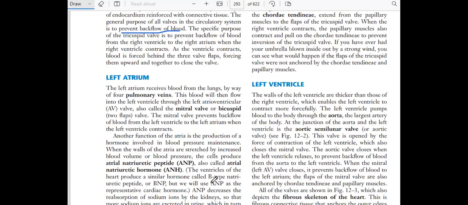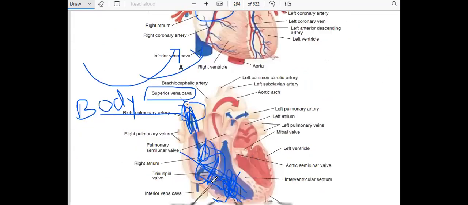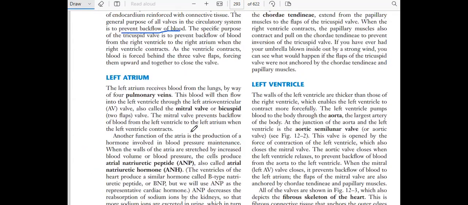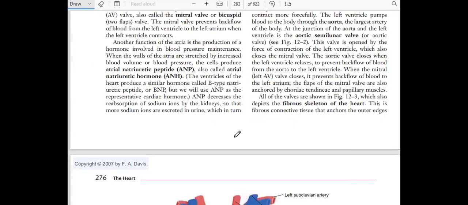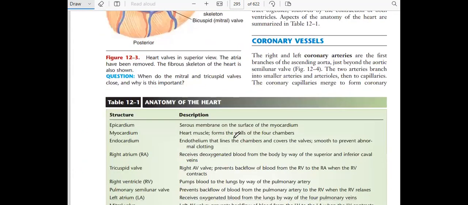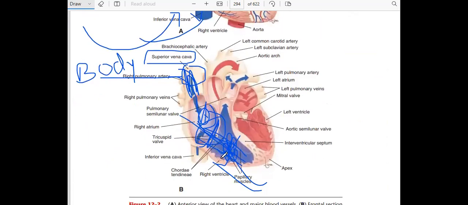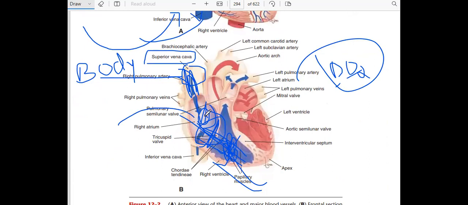Okay, understood. Right atrium. So three things we have to remember about the right atrium: we have the superior vena cava, the inferior vena cava, and we have the valve. And another thing not mentioned here is that the blood coming to the right side of the heart is deoxygenated. Deoxygenated blood will come into the right atrium from all parts of the body through the superior vena cava or inferior vena cava. Then it will enter into the right ventricle.